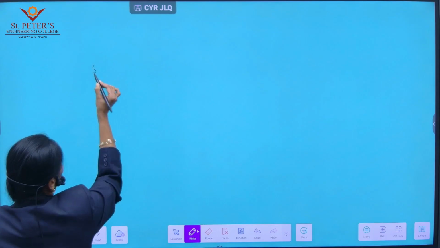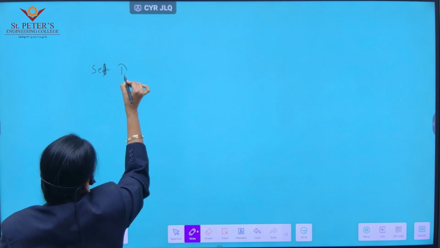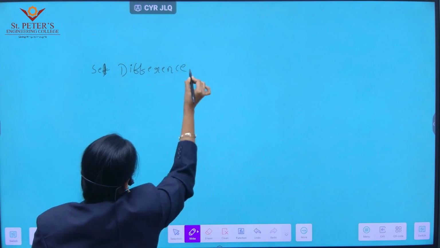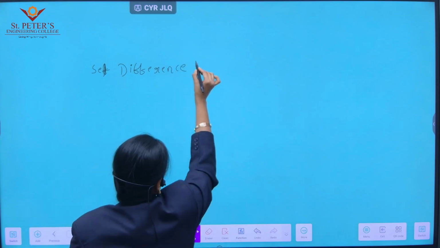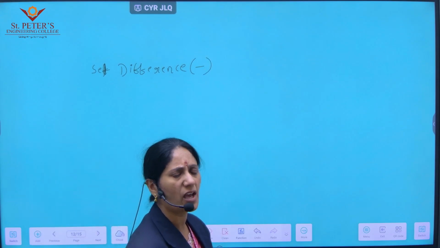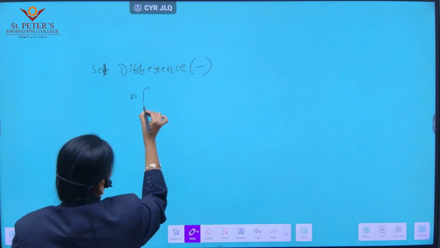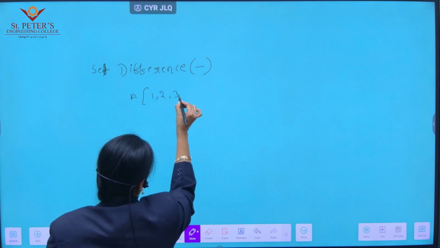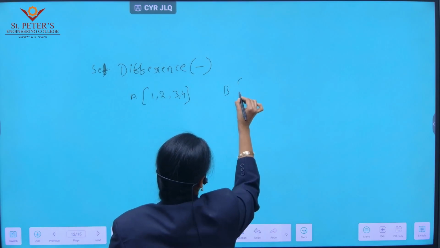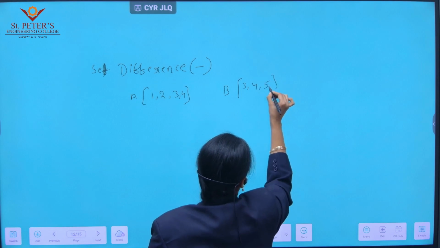Union is done, intersection is done. Then go for the next one, the set difference operation. Set difference operation is simply represented by the minus symbol. How do we represent a set difference operation? Let us take two relations. Relation A has the values 1, 2, 3, 4. Let us take one more relation, B, with 3, 4, 5, 6.